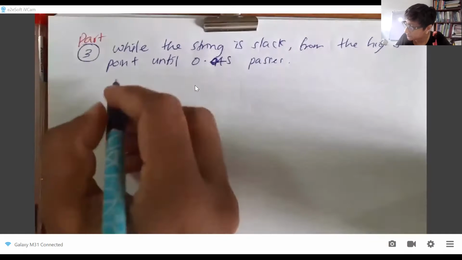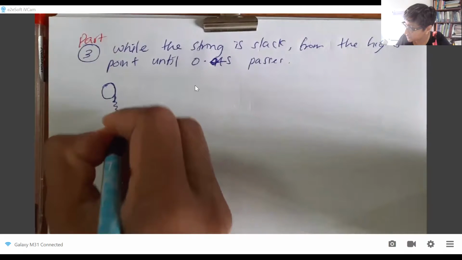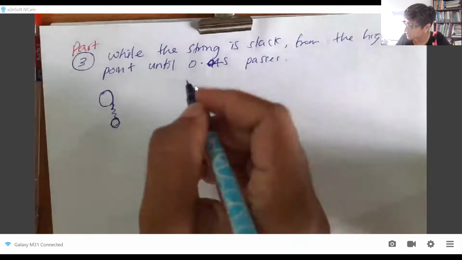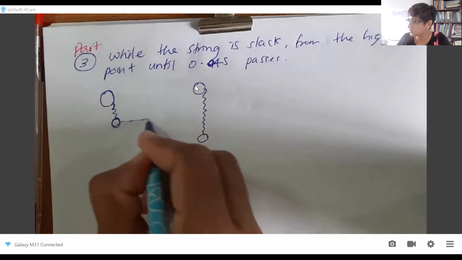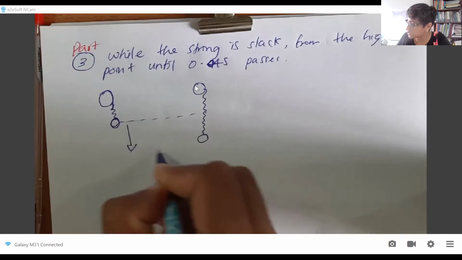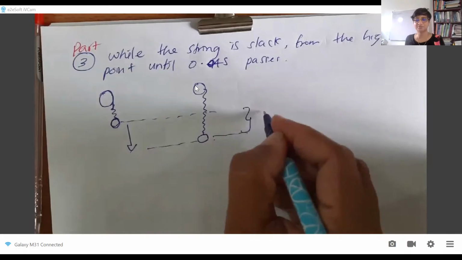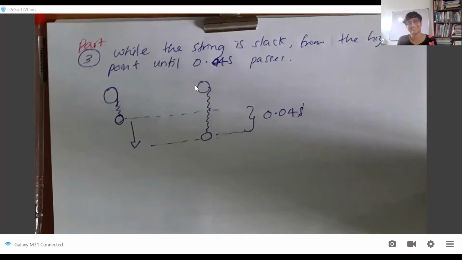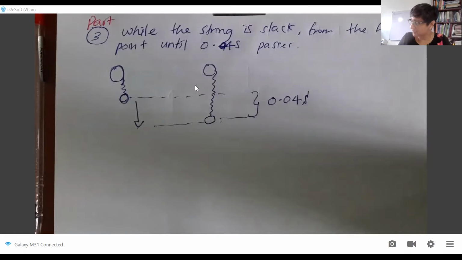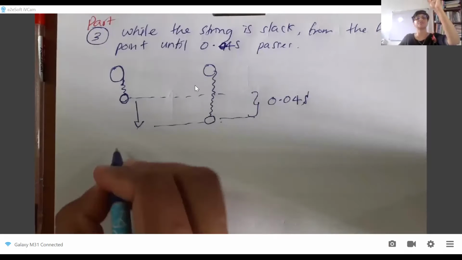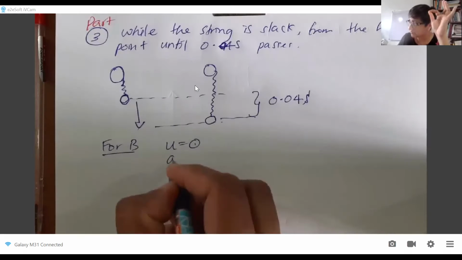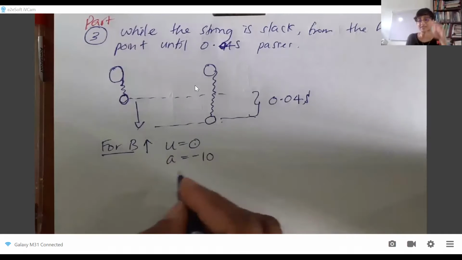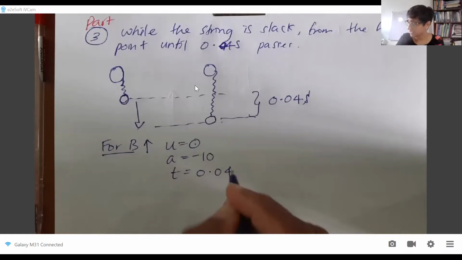So if I draw that, this is slack, from that top point until now it's coming down until this point, during a time of 0.04 seconds. I want to find, oh, I did not see that coming. But I will complete this. If I write equations of motion again for B, U is 0, starting from the highest point, A is minus 10, and time I'm using as information. I want to find the distance traveled during 0.04 seconds.